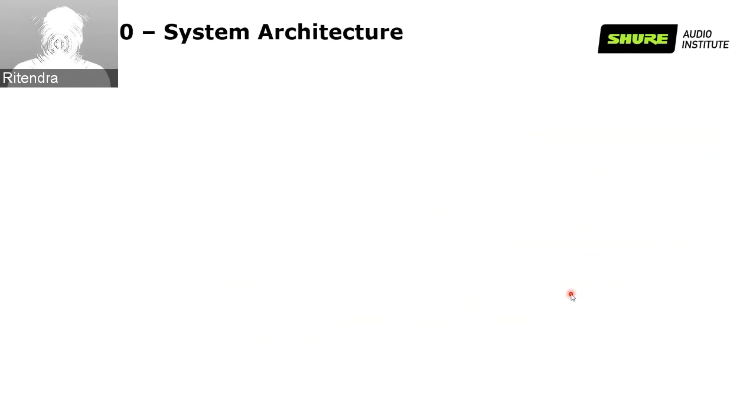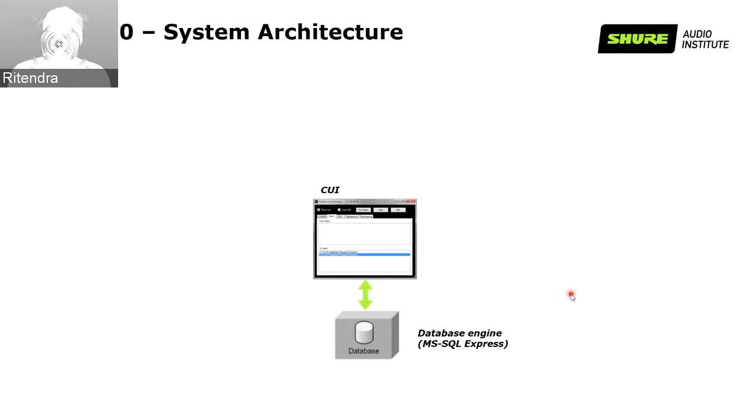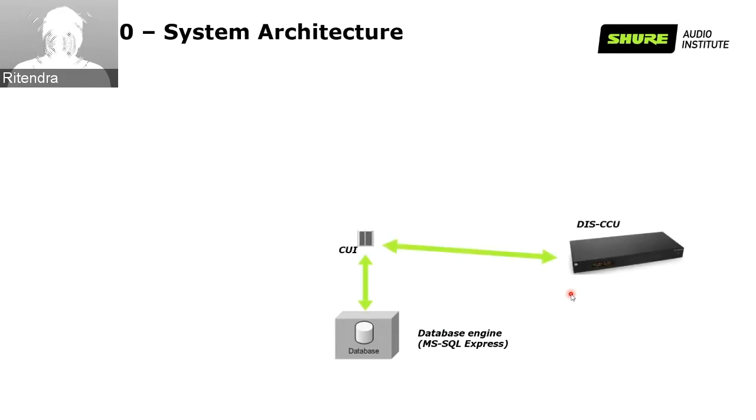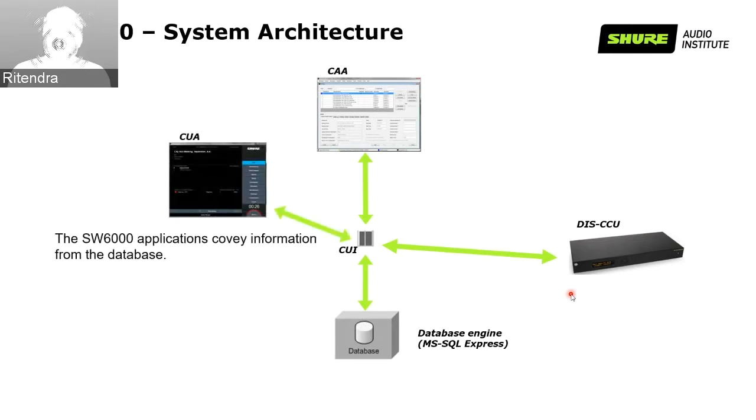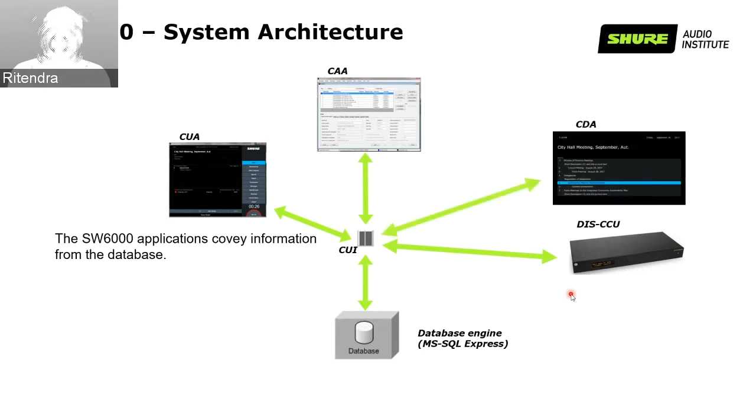Now, I will quickly explain the system architecture. How does it work? To run Software 6000, you need the database engine, and we use MS SQL Express. CUI is the application which provides the interconnectivity between the central unit and the software. It runs in the background. CA is the administrator application. CUA is the user application to give access to the system via the PC. And CDA is the display application.